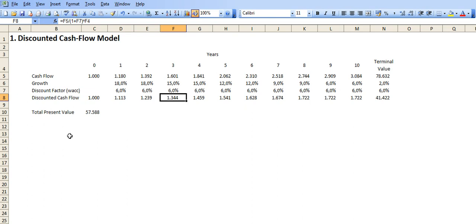As you notice, the growth rate is higher than the discount factor, at least for the foreseeable future, for the first 8 years in this case. So that means your discounted cash flow is growing. But once the rate of growth equals the discount factor, your discounted cash flow becomes identical after year 8 in today's value.